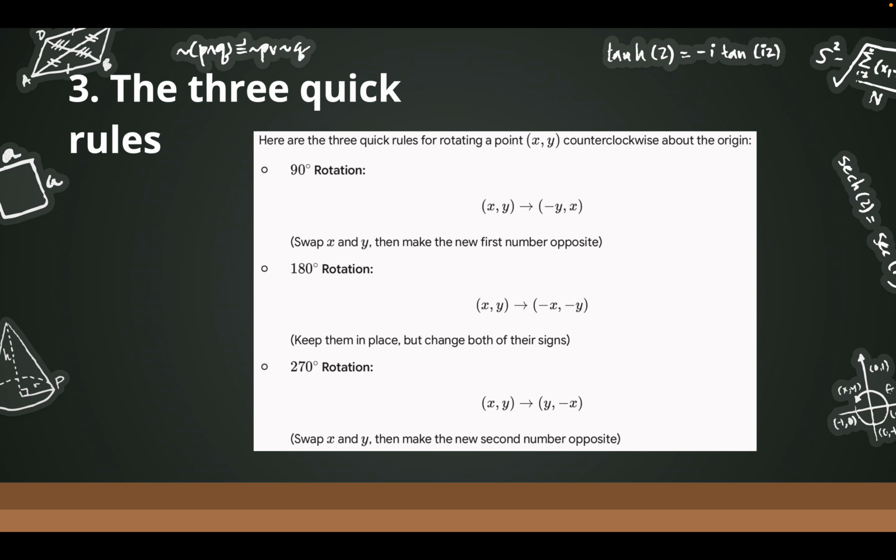Second one, for a 180 degrees counterclockwise rotation, (x, y) becomes (negative x, negative y). The coordinates remain in their respective positions, but both signs are negated. For a 270 degrees counterclockwise rotation, (x, y) becomes (y, negative x). The coordinates swap positions and the new y coordinate is negated.